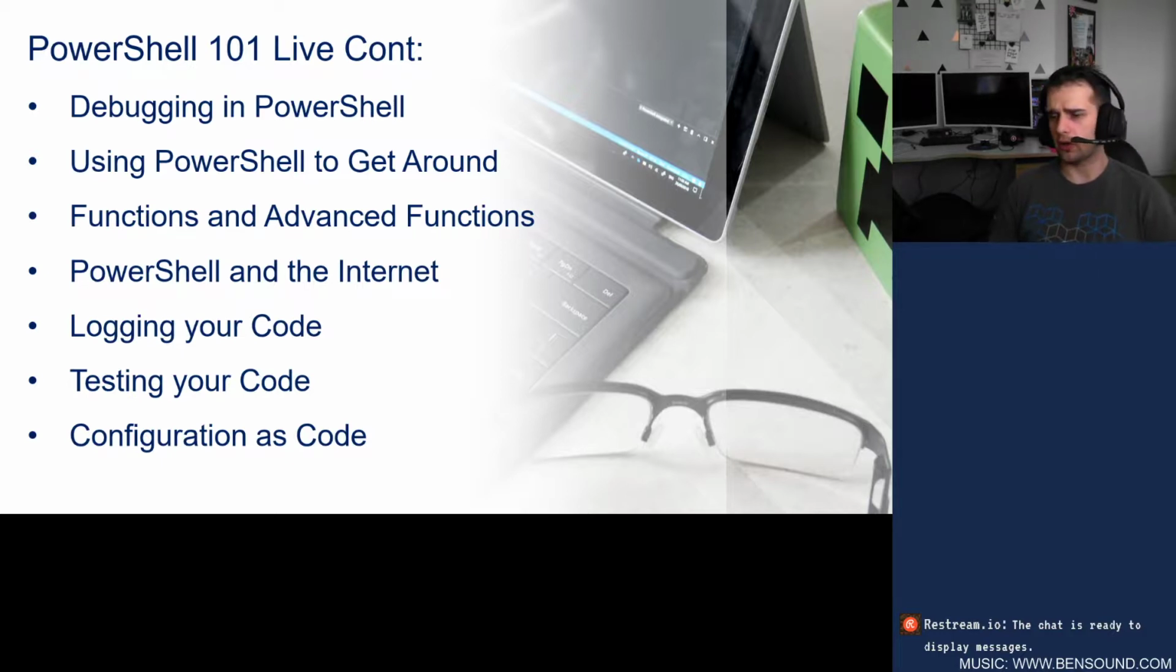Functions and advanced functions. So now we're going to start touching on the really important stuff. We're going to be looking at PowerShell functions and advanced functions. We've covered the beginning stuff, and now we're going to start stepping into the intermediate stuff. We're going to look at PowerShell and the internet. So how does PowerShell interact with the internet? That's something a lot of people can have a few questions about. The following one will be logging your code, testing your code, and then the final one is configuration as code.